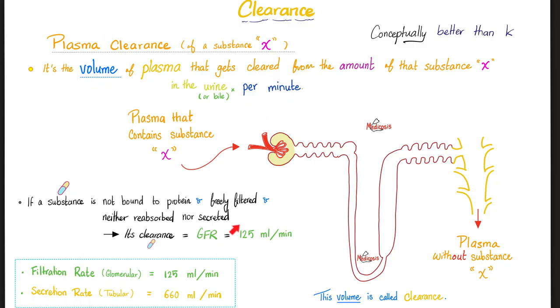What's the normal filtration rate or GFR? 125 ml per minute. What's the normal tubular secretion rate? 660 ml per minute. As you know, what is secretion? Secretion is when you take something from the blood and dump it onto the tubule. Dump it into the urine.